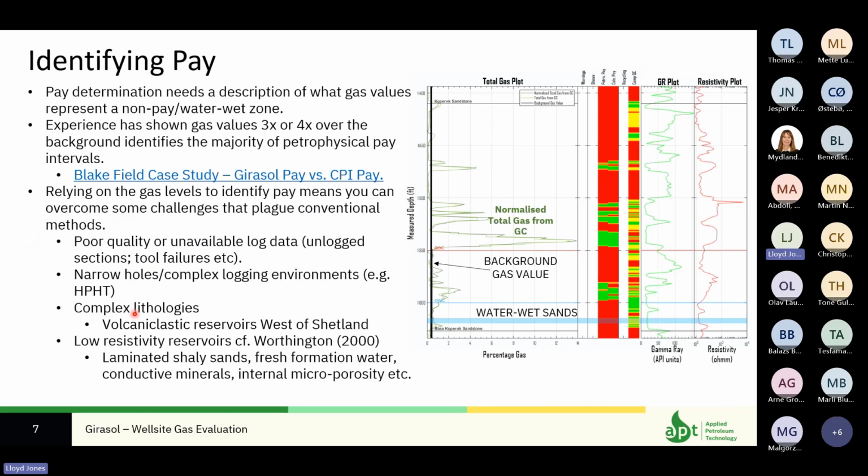So I mentioned identifying pay, and several of the normalization techniques out there can give you a very detailed quantification of the hydrocarbon saturation as they convert the gas in mud into a gas in air. And there you can do some advanced petrophysical studies, but you have to have a lot of information around the acquisition setup, which is not always available, especially at APT, where we're not an operator and we sometimes aren't privy to that type of information.